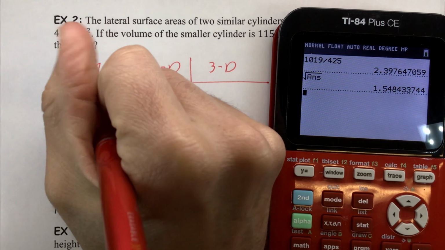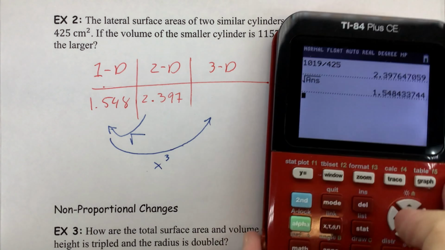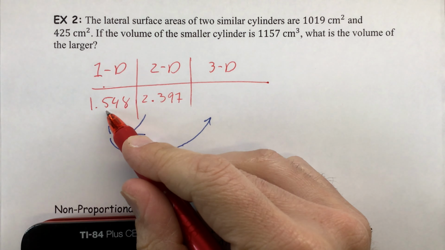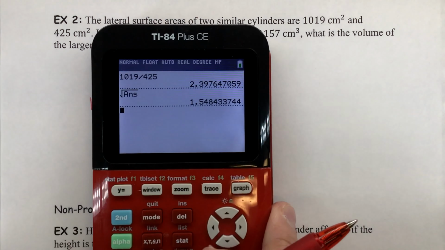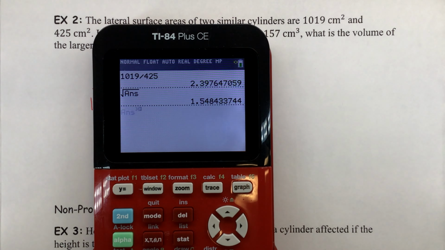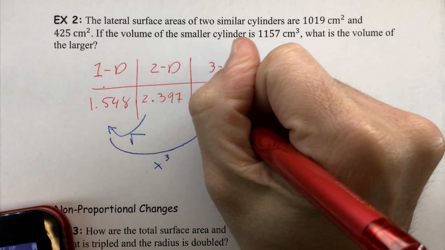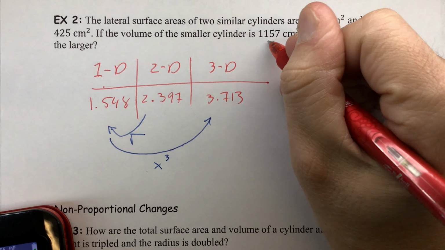So we get 1.548. Okay, but I'm still going to keep that number in the calculator. All right, so I square rooted to get the 1-dimensional scale factor. If I cube that, I can get my 3-dimensional scale factor. Okay, so raise that to the 3rd power, and we get 3.712. Actually, that rounds up to a 3.713. So that we can use to multiply by the volume of the smaller figure.